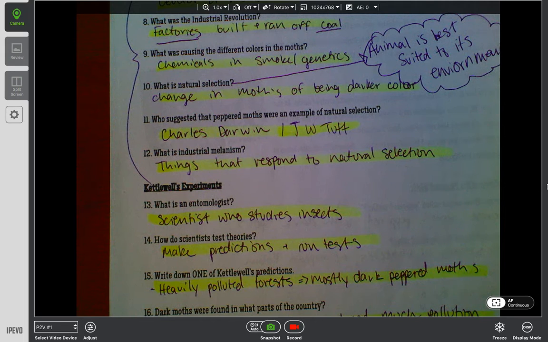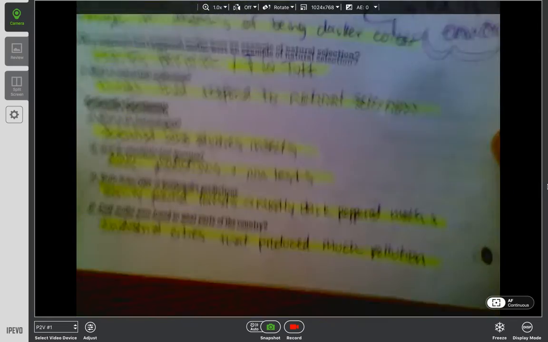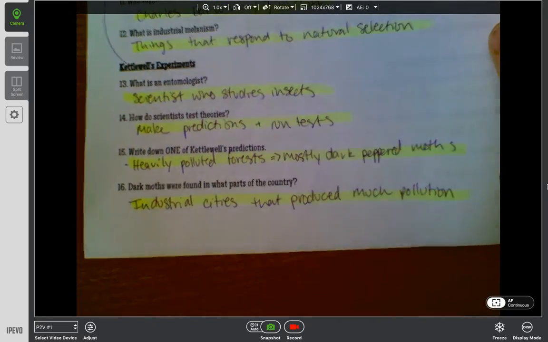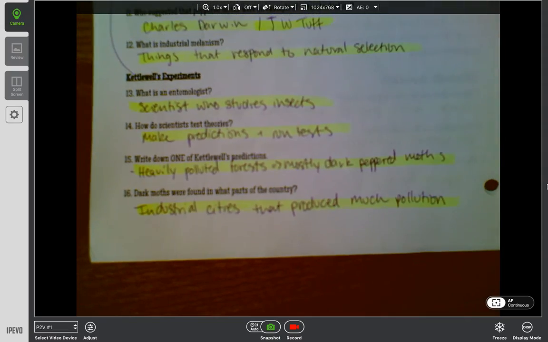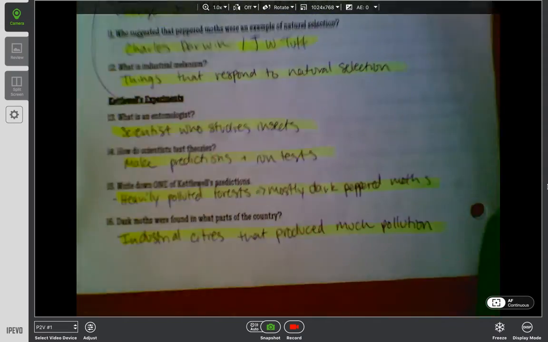Number 16, dark moths were found in what parts of the country? Industrial cities that produced a lot of pollution. So it wasn't something that was being found in the country where there weren't really factories. It was in those industrial areas. On to the next one.